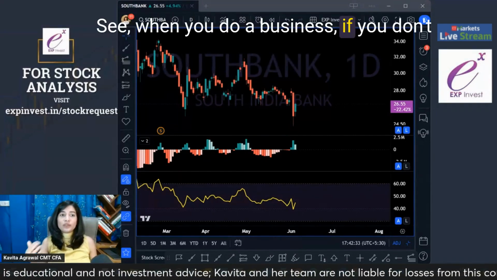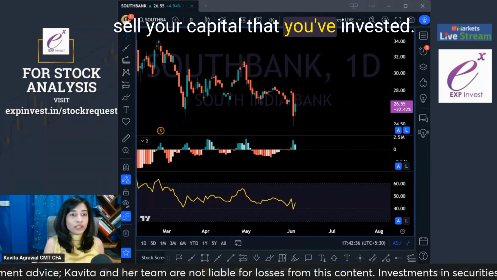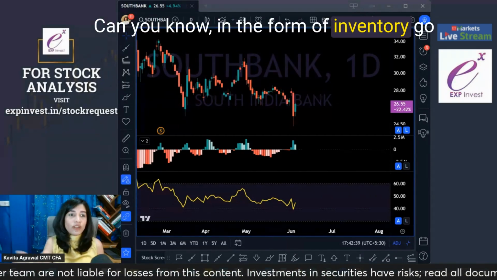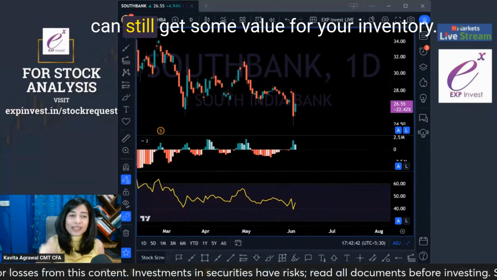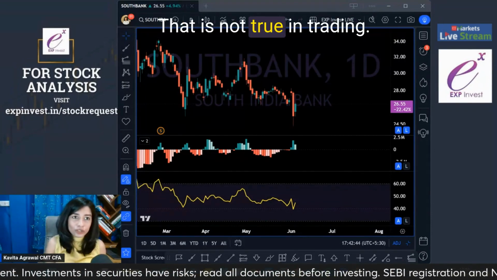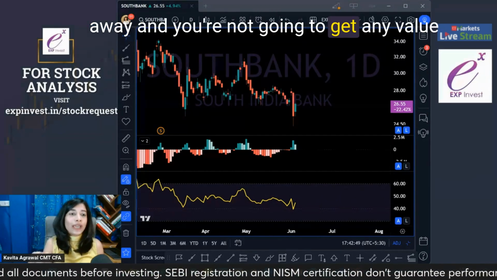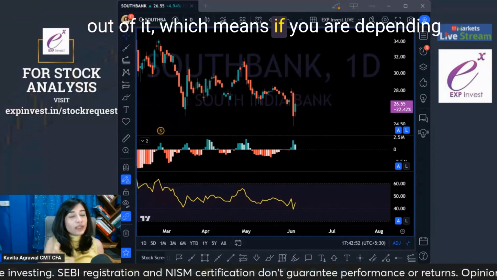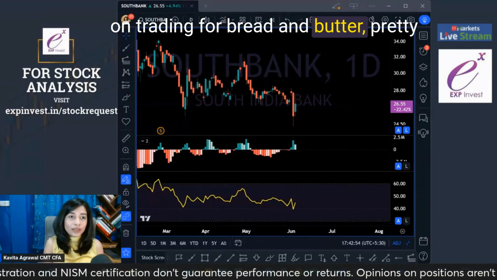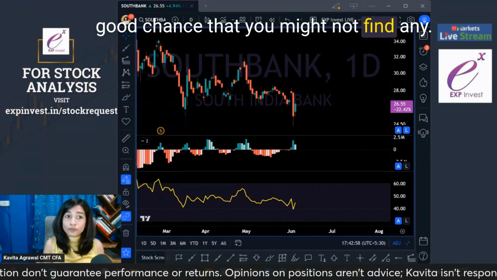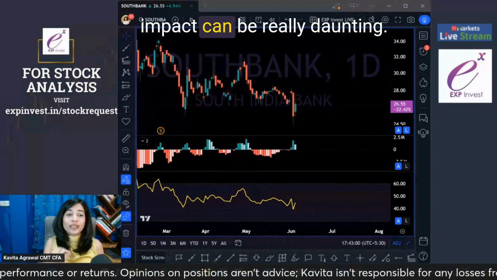See, when you do a business, if you don't sell, your capital that you've invested in the form of inventory can go to waste. But at the end of the day, you can still get some value for your inventory. That is not true in trading. If you do it wrong, your capital is going to go away and you're not going to get any value out of it, which means if you are depending on trading for bread and butter, there's a pretty good chance that you might not find any. And that psychological impact can be really daunting.